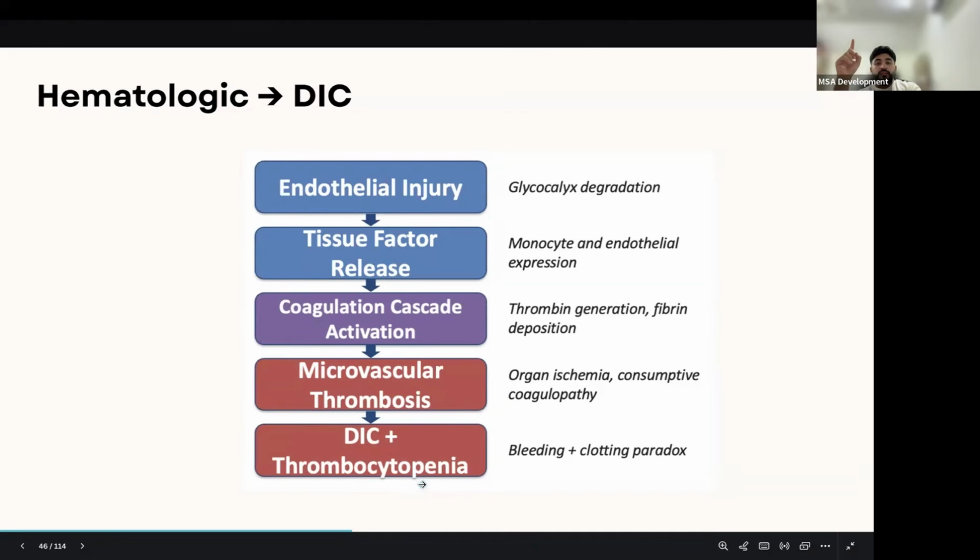You need to understand, in DIC, the patient will bleed and clot at the same time, okay? He's clotting due to the coagulation cascade, but you're taking up all the coagulation factors, so the patient will start to bleed. So they bleed and clot at the same time.